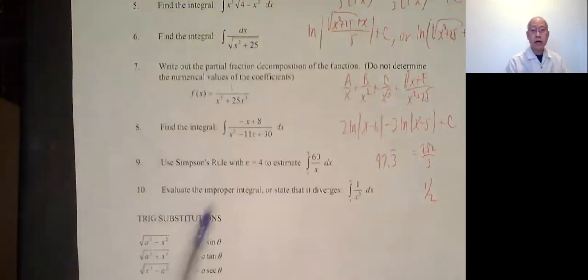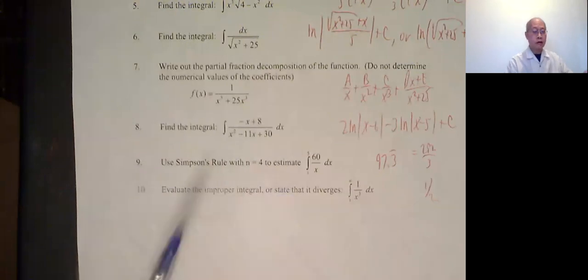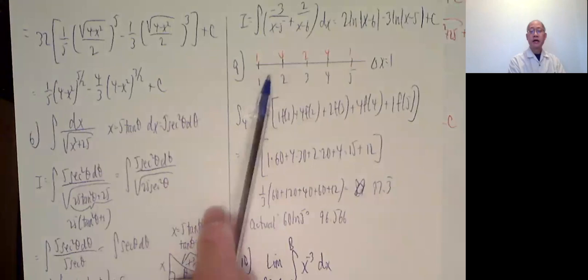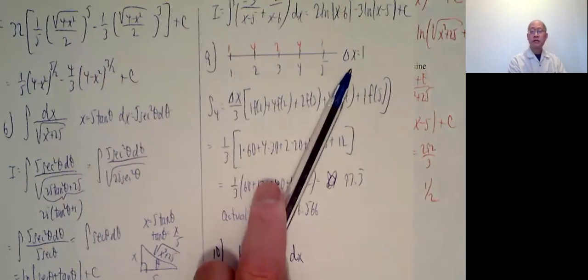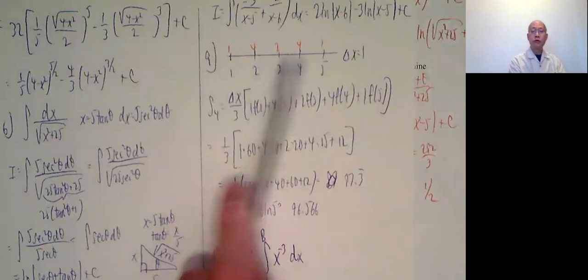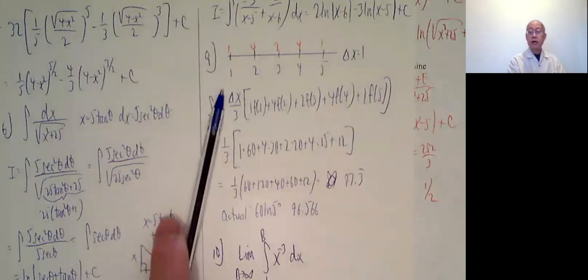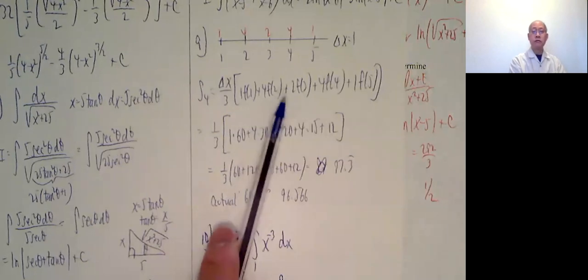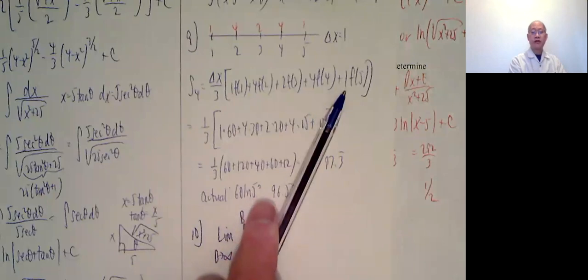Okay, number 9, integral from 1 to 5 of 60 over x dx. Only use Simpson's rule, n equals 4 from 1 to 5. So very conveniently, chop it into 4 pieces. The n is 4, which means delta x is equal to 1. Okay? And the way Simpson's rule works was 1, 4, 2, 4, 1. So S4, meaning Simpson's rule, n is 4, delta x over 3, 1 f of 1, plus 4 f of 2, plus 2 f of 3, plus 4 f of 4, plus 1 times f of 5.